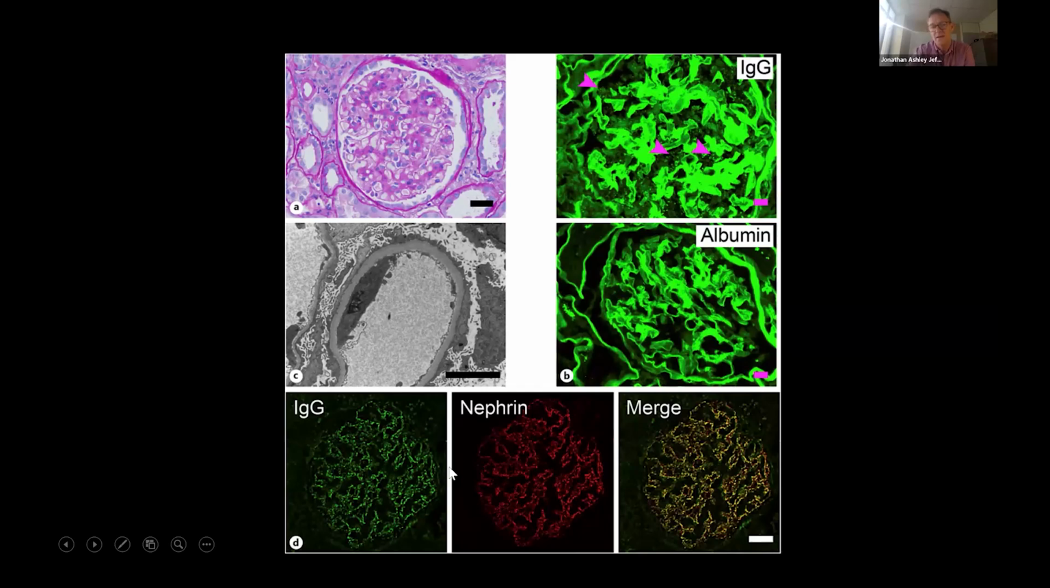In this case, not done as routine clinical care, he had confocal microscopy done on frozen tissue, again demonstrating this kind of punctate IgG staining. Using an anti-nephrin antibody, we were able to show punctate nephrin staining. And when these two were merged, you can see this yellow color showing that the IgG and the nephrin co-localize.